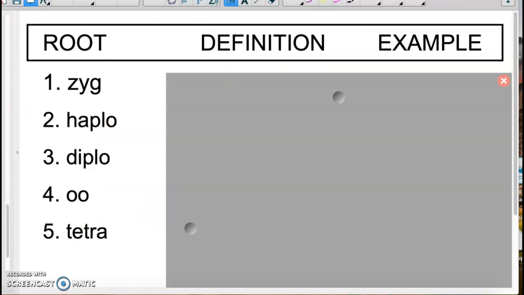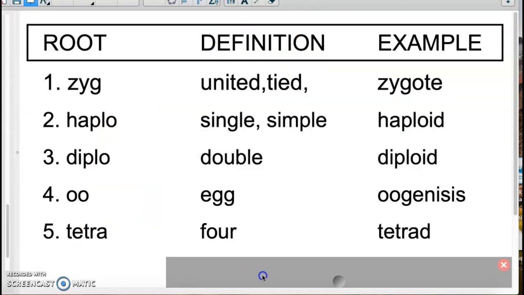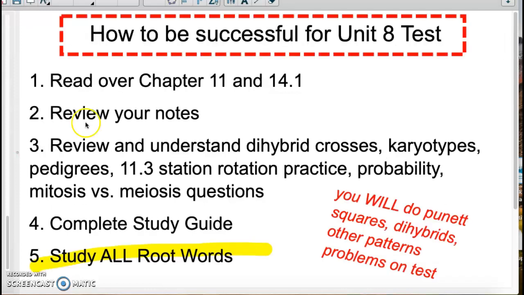All right, here are your root words. Don't forget about them. As you prepare for your root words, I might bring some old ones back that we've used in the past: hetero, homo, meta, pro, those kinds of words. And to be successful, read over chapters 11 and 14, go over your Punnett squares and your practice problems, and don't forget about your study guide.